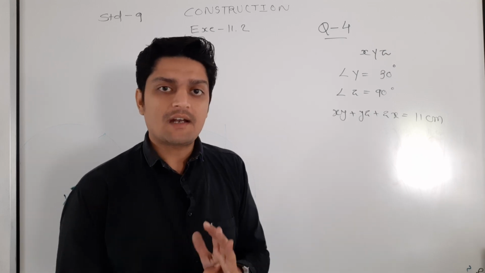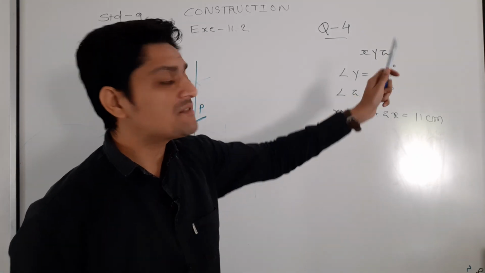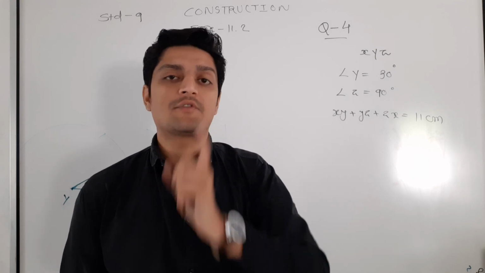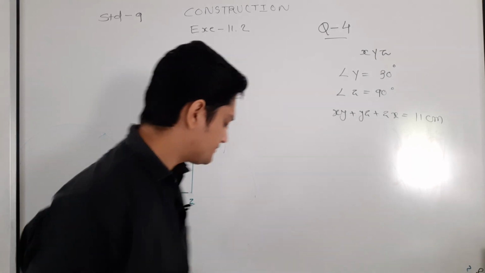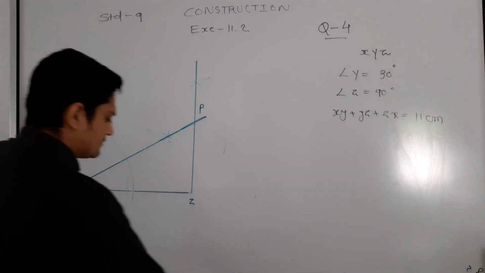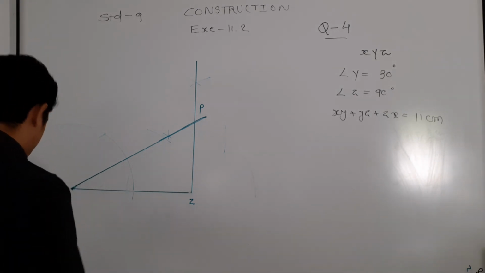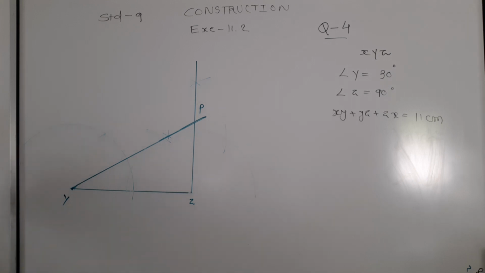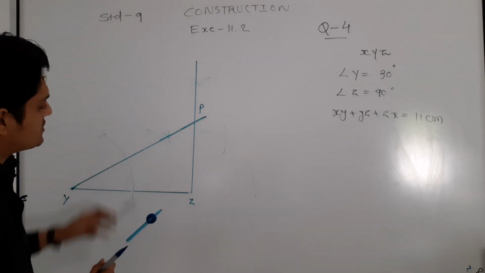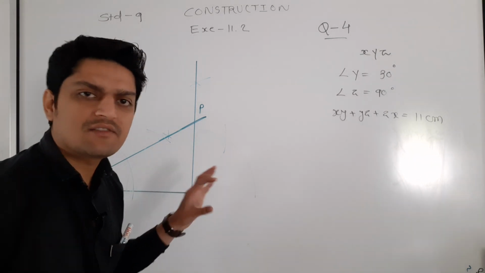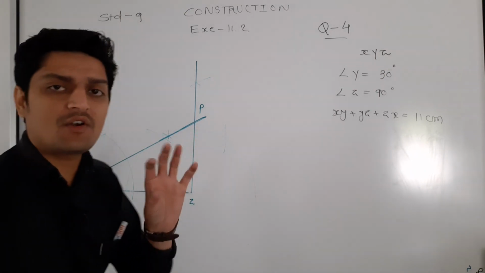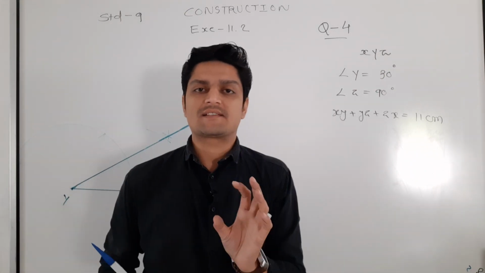Okay, now here, what to do? The bisector of 30 is 15 degrees, so we have to draw its bisector first. This angle's bisector, the 30 degrees bisector, again 15 degree we have to draw. But here you must know that so many arcs are here, so don't be confused with so many arcs.